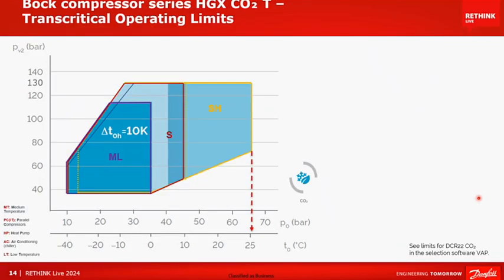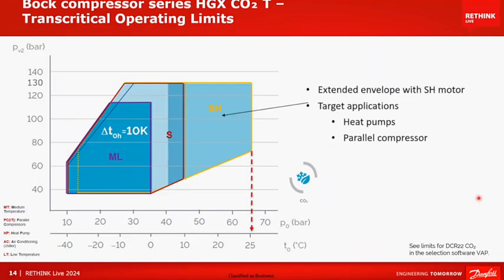This is our target, to support the business and our partners growing bigger with CO2 transcritical in, among others, heat pump applications. So obviously, size matters. What also matters is performance. We have in all our compressors a motor version called SH. This is a dedicated edition for heat pump applications, which gives us an extended performance envelope. This is targeting, as I mentioned, heat pumps and also parallel compressors.